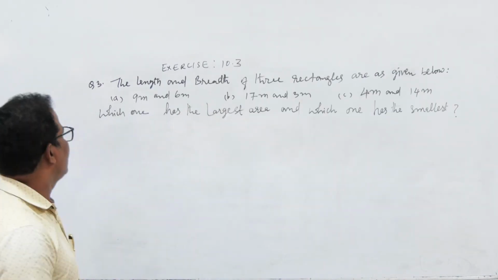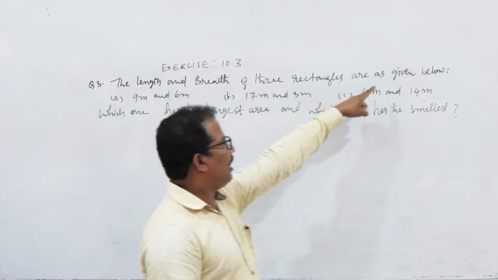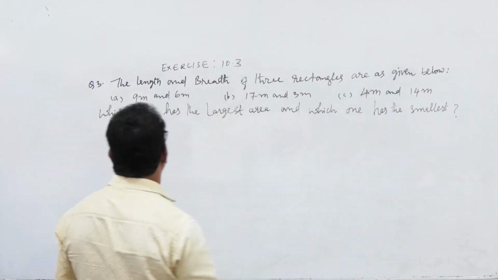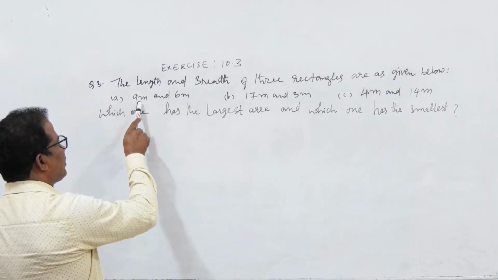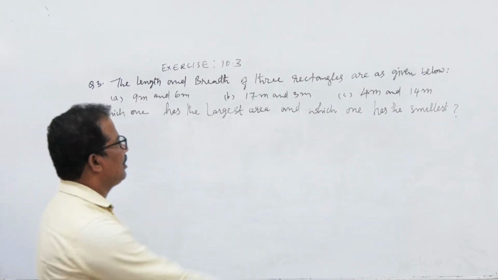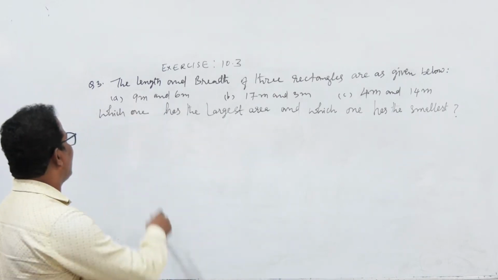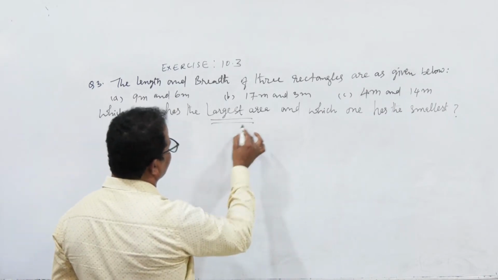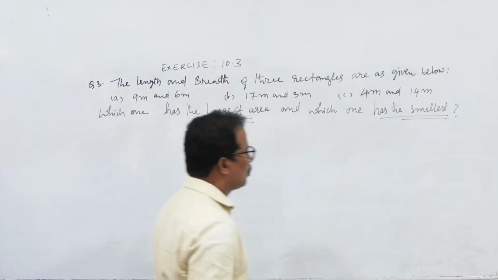Now in question number 3, the length and breadth of 3 rectangles are given below. So there are 3 rectangles A, B, C whose dimensions are, for the first, 9 meter, 6 meter, for B, 17 meter, 3 meter, and for C, 4 meter, 14 meter. So the question is what? Which one has the largest area, and which one has the smallest one?